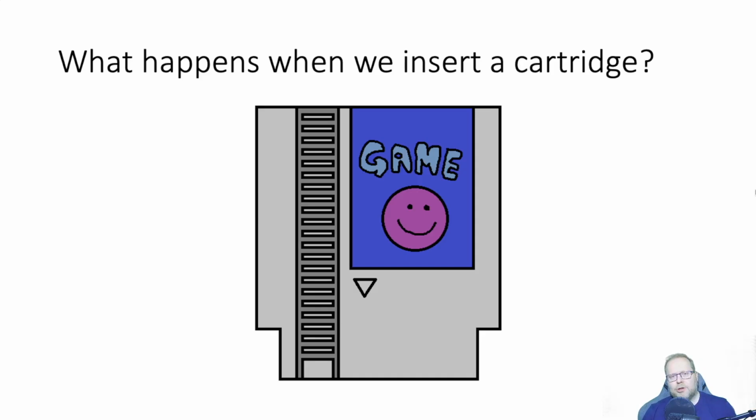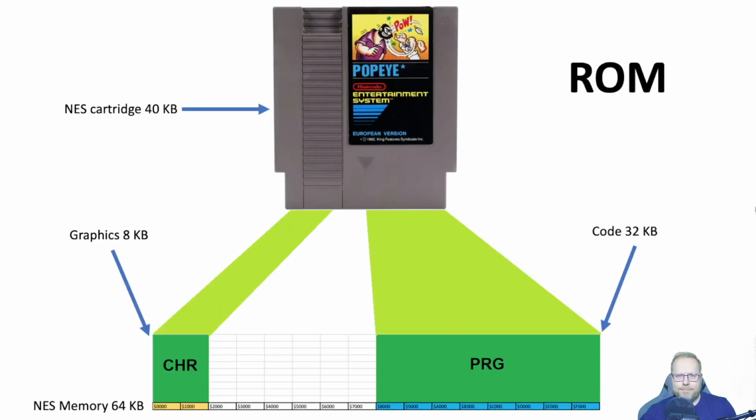Well, we're not going to be talking about everything that happens. This is not, like I said, a course on programming an NES game from scratch. But what happens when we insert a cartridge when we're thinking about this ROM thing? Well, I'm going to look at an example from the first NES cartridges. That was just ROM. There was no RAM in there. So let's look at this game, Popeye, one of the first early black box games.